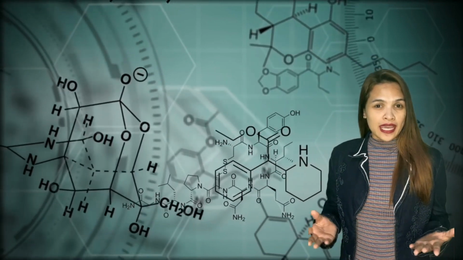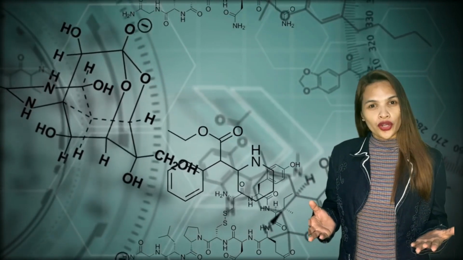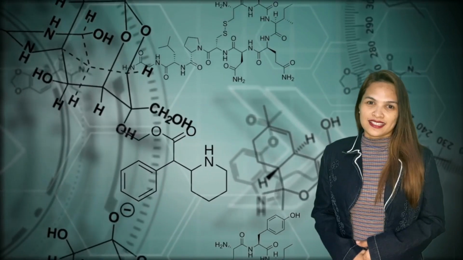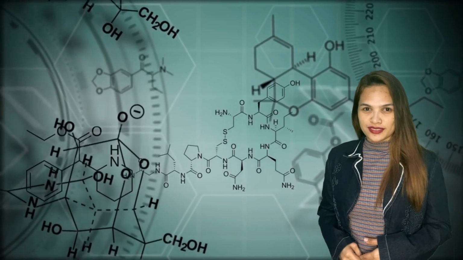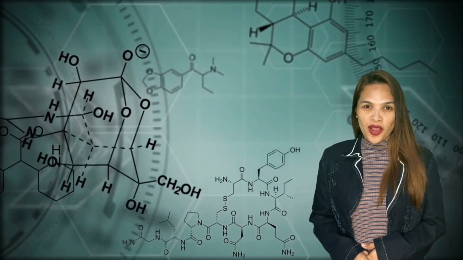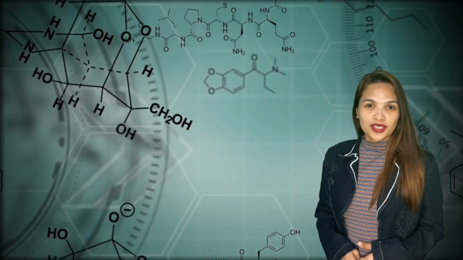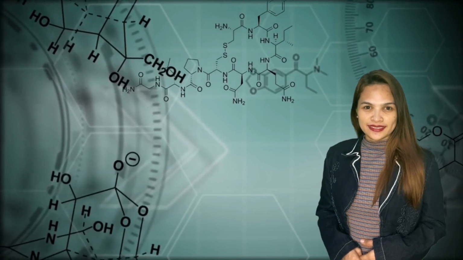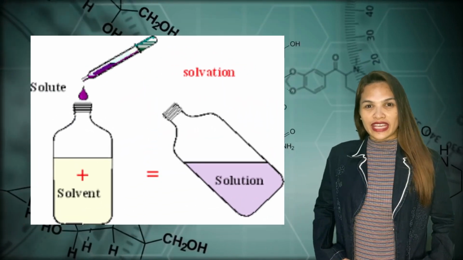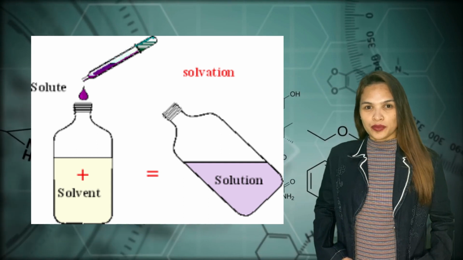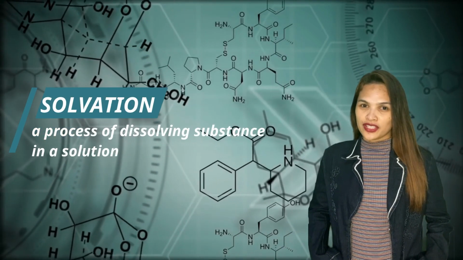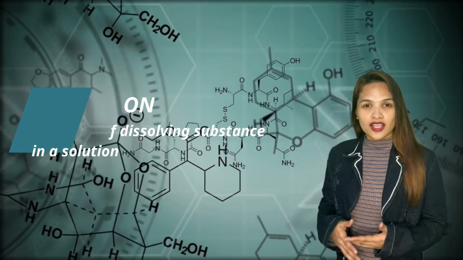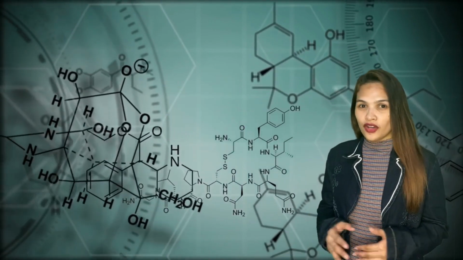It comes in many forms. It can be a gas, a solid, or a liquid. Solvent is the substance that dissolves the solute, breaks the solutes apart, and distributes the solute molecules equally. Solvation is a process of dissolving substance in a solution. It is the mixing process of a solution where the effects of chemical polarity is involved.